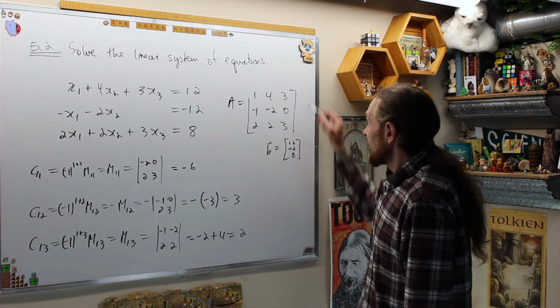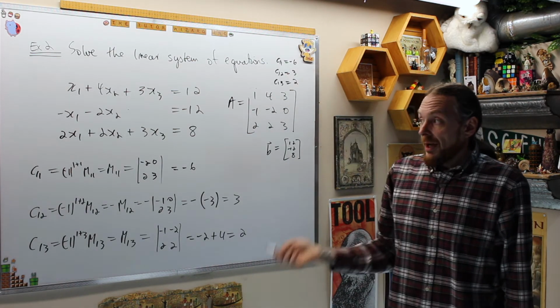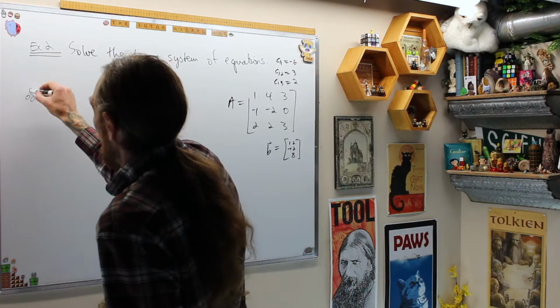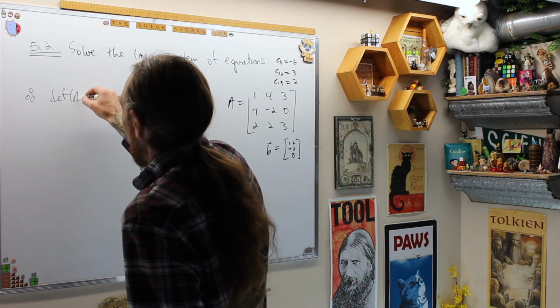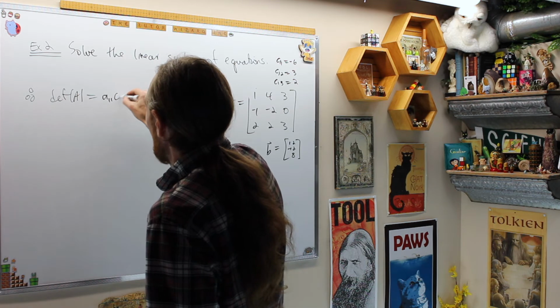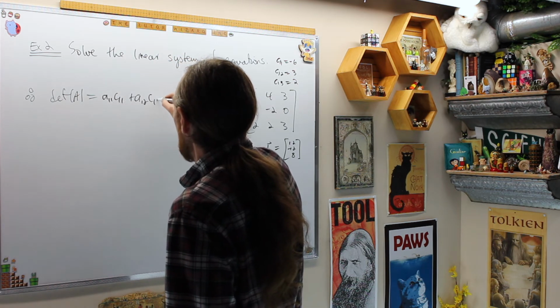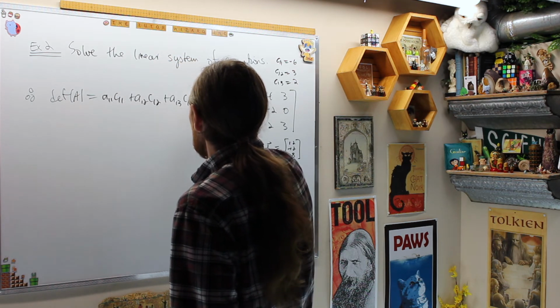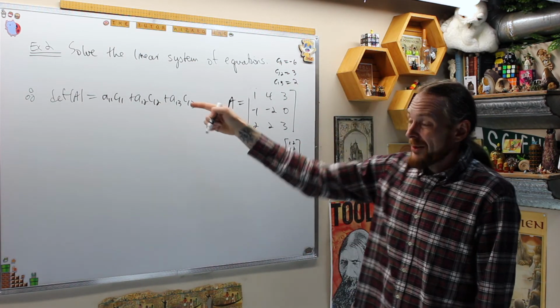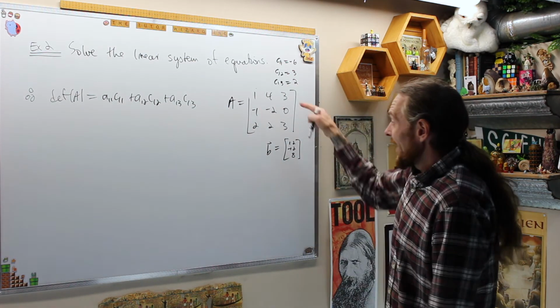Let's keep track of those guys. What am I going to do with those? Erase and compute the determinant. Therefore, the determinant of A is equal to A11 C11 plus A12 C12 plus A13 C13 by our theorem. This is cofactor expansion along row 1 of A.